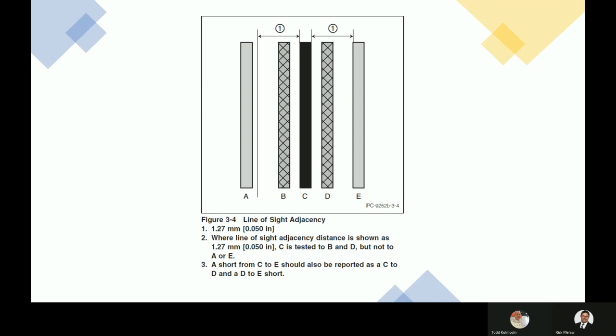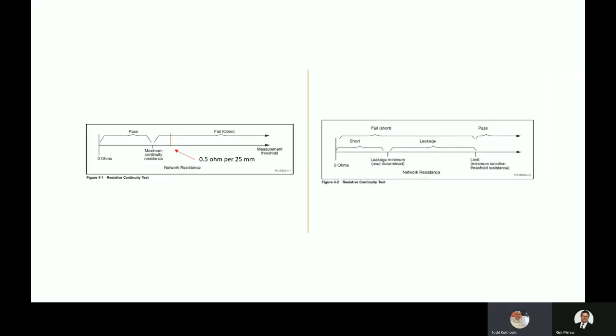So Todd, I know that we're doing continuity on a circuit board and we're doing isolation check. So what values do we use for continuity tests and what values do we use for a short check? Okay, that's kind of going back to the table 4.1 in the specification.